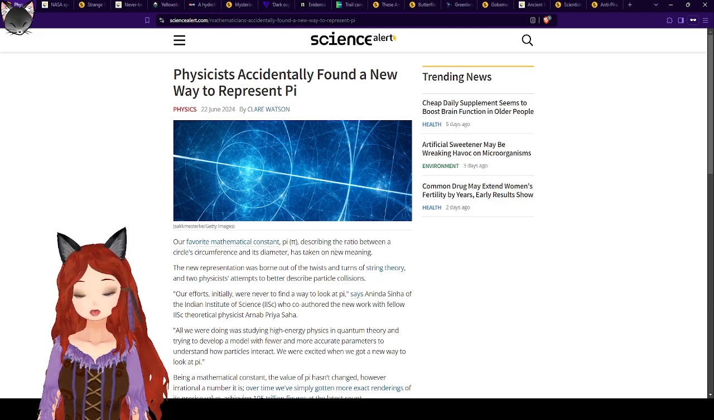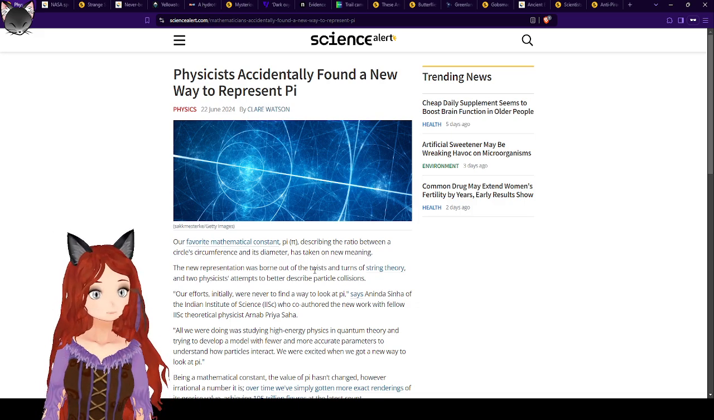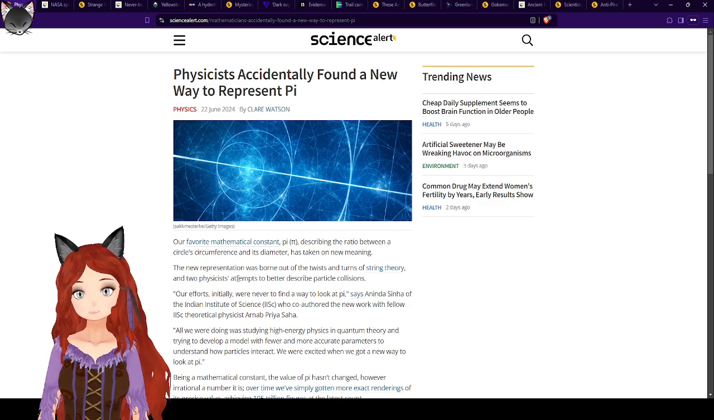Okay. Our favorite mathematical constant, pi, describing the ratio between a circle's circumference and its diameter, has taken a new meaning. The new representation was born out of the twists and turns of string theory, and two physicists' attempts to better describe particle collisions. Our efforts initially were never to find a way to look at pi.